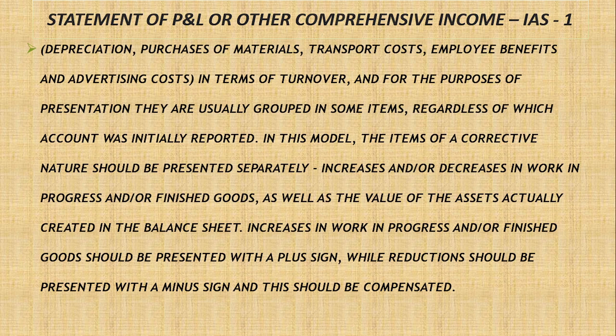In this model, the items of a corrective nature should be presented separately. Increases and/or decreases in work in progress and/or finished goods, as well as the value of the assets actually created in the balance sheet. Increases in work in progress and/or finished goods should be presented with a plus sign, while reductions should be presented with a minus sign, and this should be compensated.